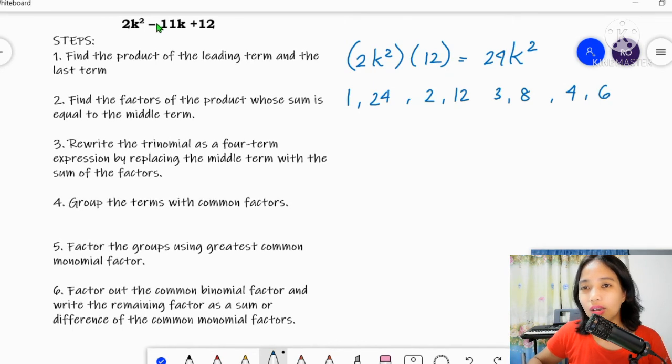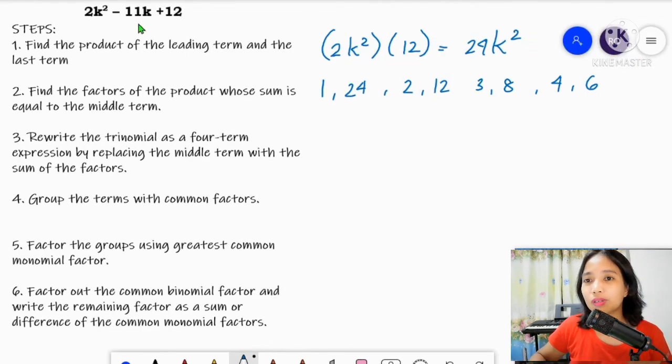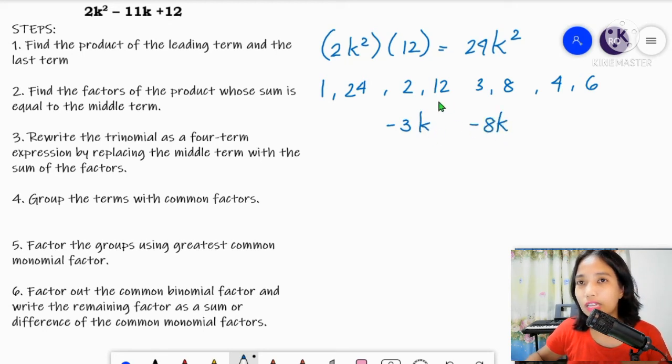And since ito ay negative, the middle term is negative, and the last term is positive, ang ibig sabihin yan, ang hinahanap nating factors ay negative. So, we can rewrite this as negative 3k and negative 8k. O, saan ba nanggaling yung k? So, dito, merong kasamang k squared ang 24. So, pinaghiwalay lang natin yung k squared into k.